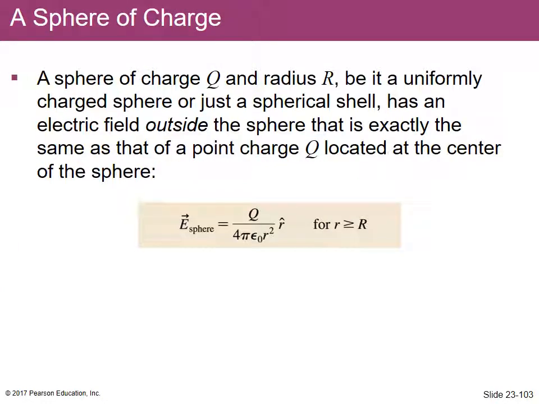A sphere of charge Q and radius r, be it a uniformly charged sphere or just a spherical shell, has an electric field outside the sphere that is exactly the same as that of a point charge Q located at the center of the sphere. But this is only for points outside the sphere. We will address inside the sphere in a later chapter.